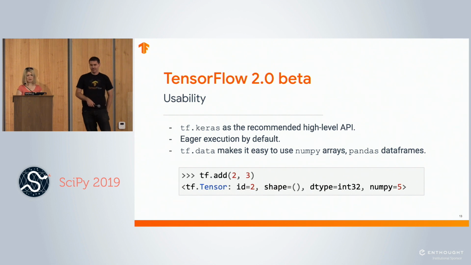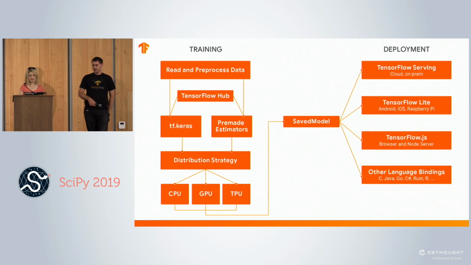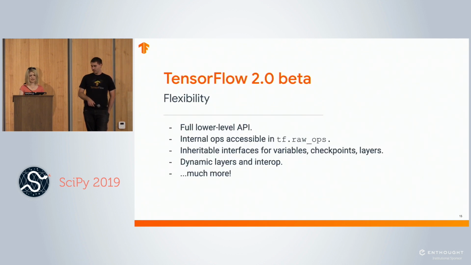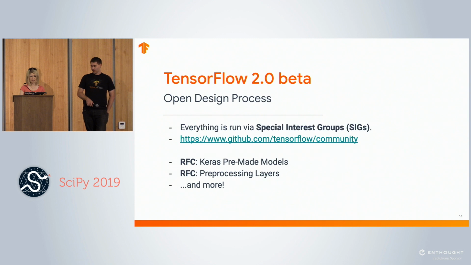Excellent. So we've borrowed a lot of ideas from scikit-learn. They did a lot of things correctly, and we're trying to follow suit. We've standardized across something called a saved model. So you build a model once, you can deploy it across mobile and embedded devices, browsers, servers, whatever. We have access to all of the low-level ops still. Everything is run as part of an open design review.